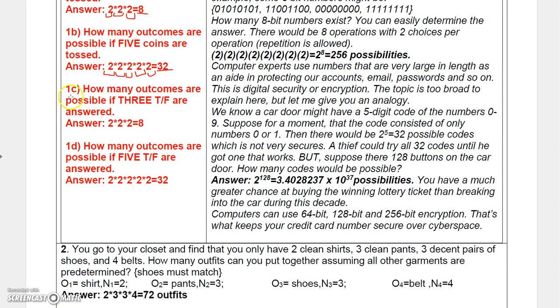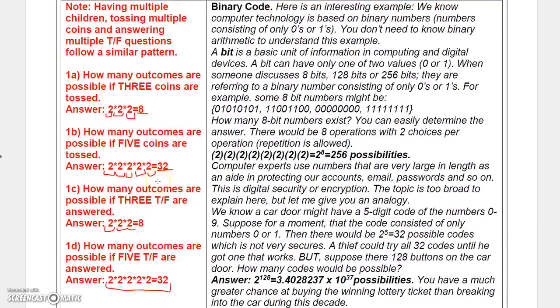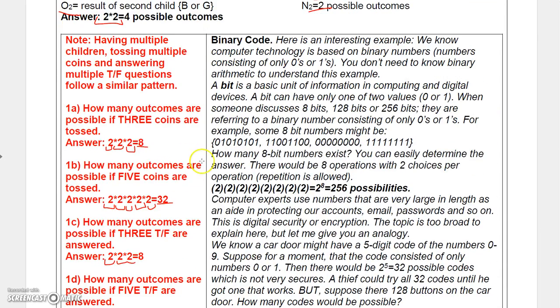Okay, same thing would be true if you had 3 true-false questions and you want to know how many ways they can answer. Well, each true-false question has 2 possible answers. So 2 times 2 times 2 would be a total of 8 possible ways you could answer them. And then if you had 5 true-false questions, it would be just like 1B up here, where you would have 32 possibilities.